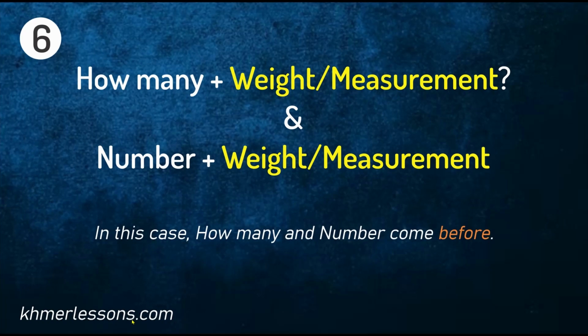And now point number 6 is the last point in this video: when you use how many and number before weight or measurement. Weight means things like kilogram or gram, and measurement like kilometer, mile or meter. So in this case, how many and number will come before it in the same way. Now let's see an example.